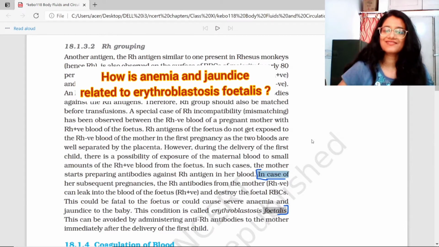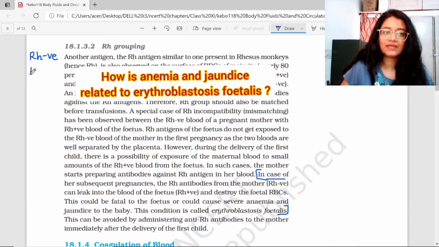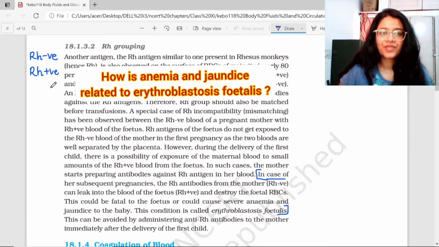Okay, so here you have seen that in case of the subsequent pregnancies, what will happen in Erythroblastosis Foetalis, that since the mother is Rh negative and the baby is Rh positive, so for the mother, Rh positive is like a foreign antigen. So what will happen in the mother, antibodies will be generated against this child, which will lead to the destruction of RBCs. Okay, so the red blood cells will be destroyed.